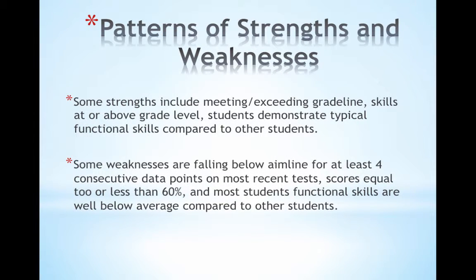There are many different patterns of strengths and weaknesses. Some strengths might include meeting and exceeding aim line, skills at or above grade level, and the student demonstrating typical functional skills compared to other students. Some weaknesses might include falling below the aim line for at least 4 consecutive data points on most recent tests, scores equal to or less than 60%, and functional skills well below average compared to other students.